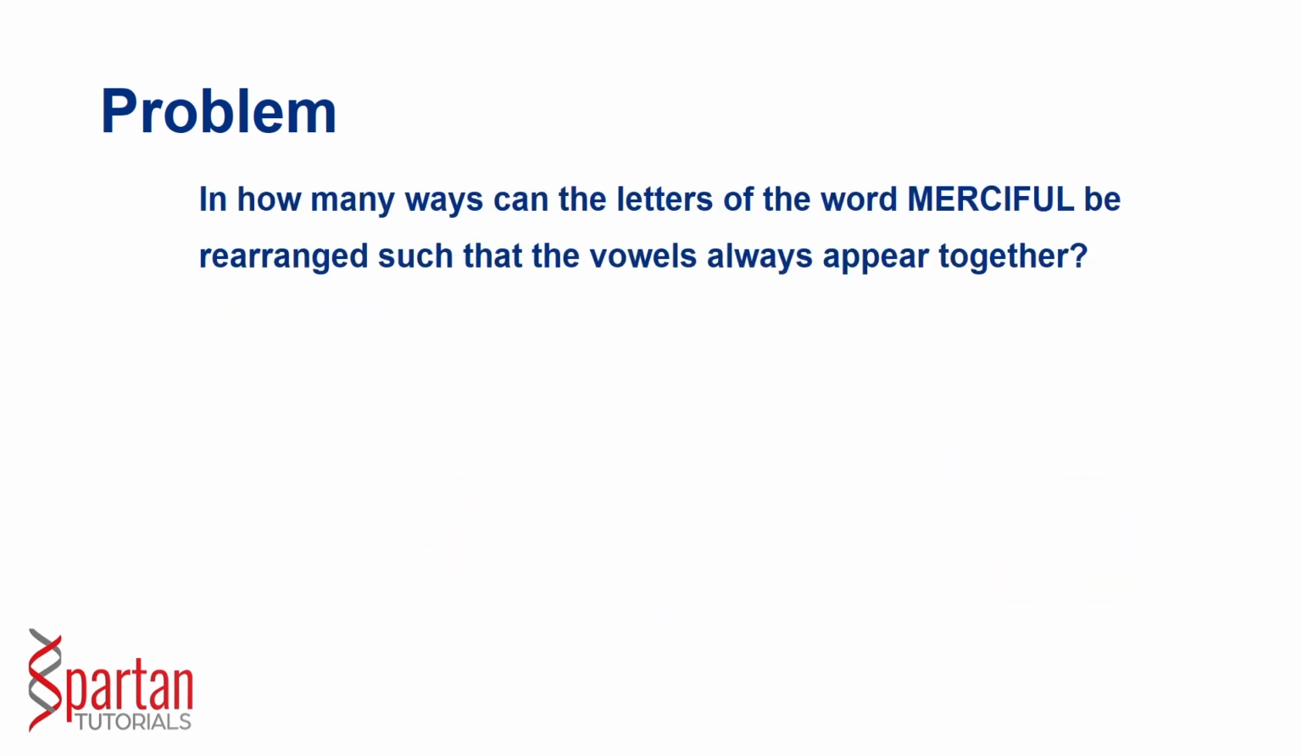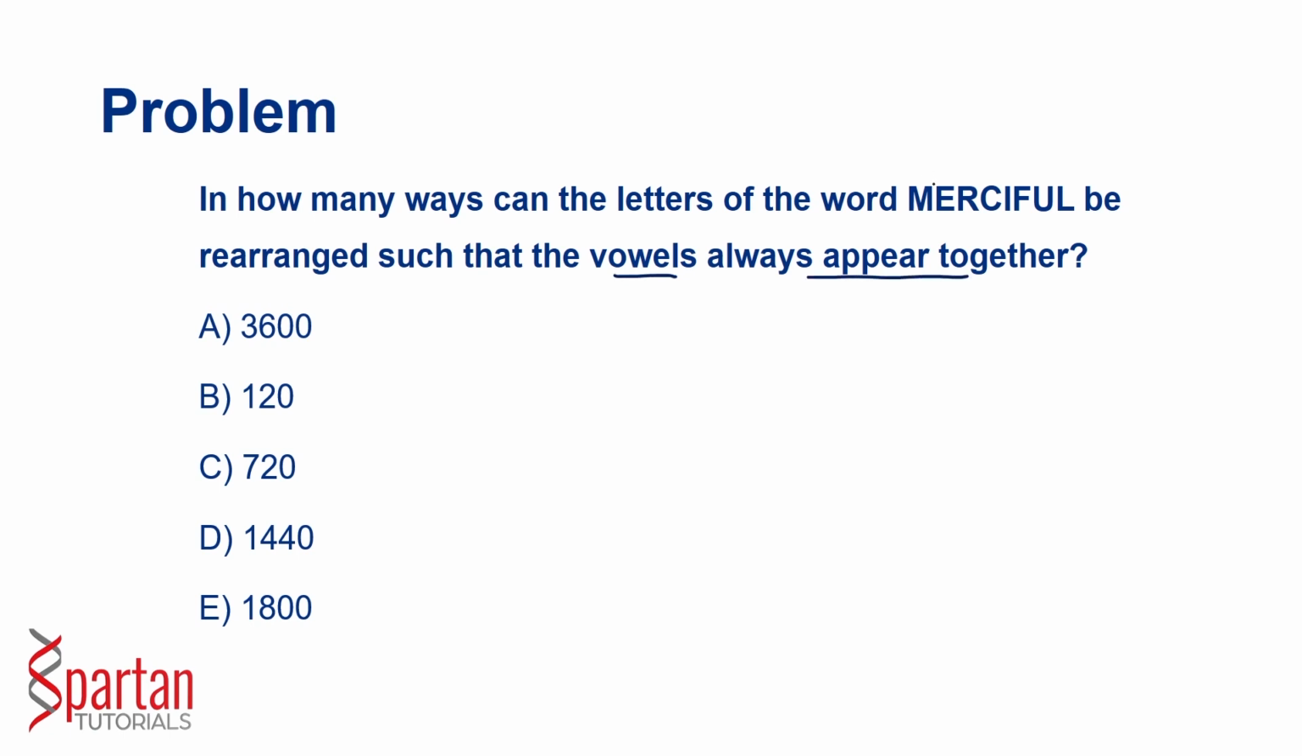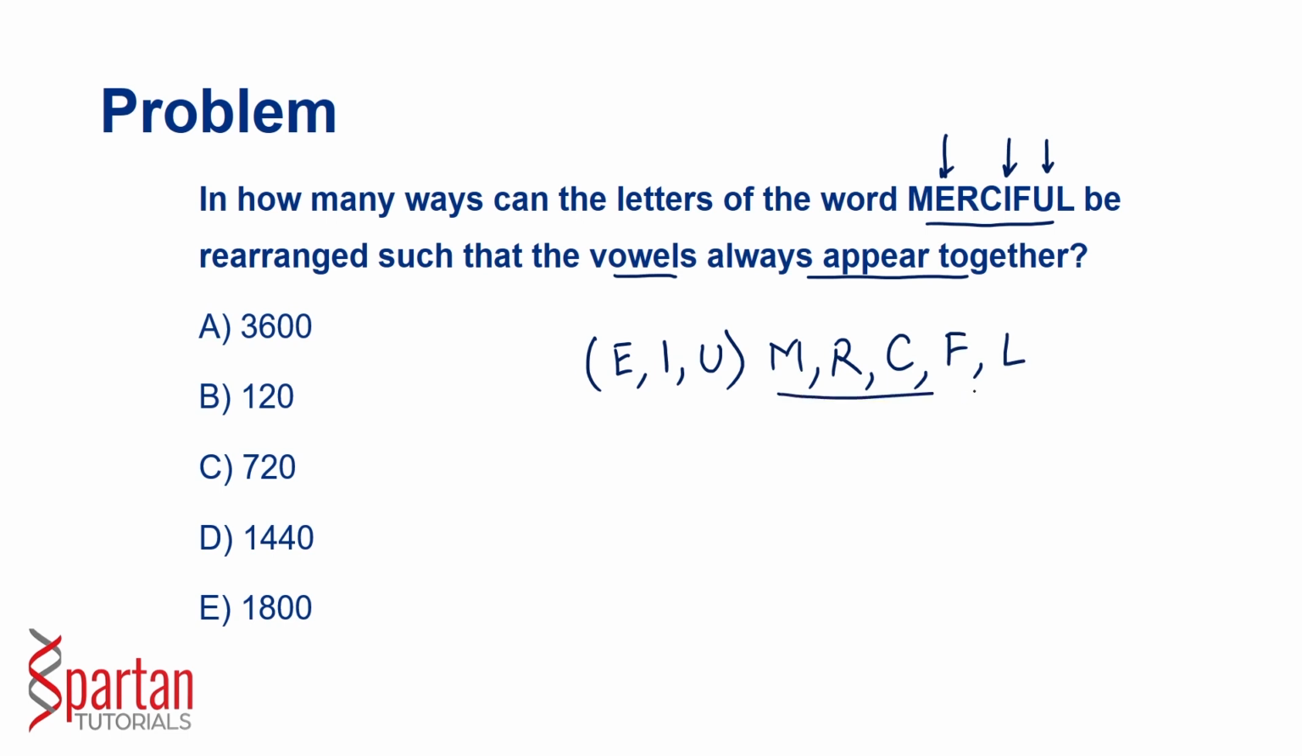Okay, let's look at another problem. In how many ways can the letters of the word merciful be rearranged such that the vowels always appear together? Here are our familiar set of 5 options, but let's solve it. Now here we have a condition that vowels should always appear together. E, I and U, these are the 3 vowels present in this word merciful. All the letters are distinct. So we can consider the 3 vowels as one set, E, I and U, and the rest of the letters M, R, C, F and L as separate letters.